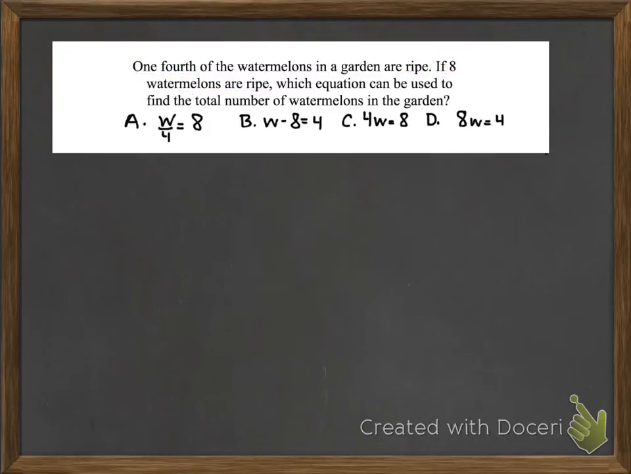Okay, so I went ahead and fixed the problem completely. I apologize for that. Make sure that you've updated your answer choices. So now you can see all 4 answer choices here. Let's go ahead and look through this again. So it says 1/4 of the watermelons in the garden are ripe. Okay, so that means that 1/4 are ripe. All right, and then it says if 8 watermelons are ripe.